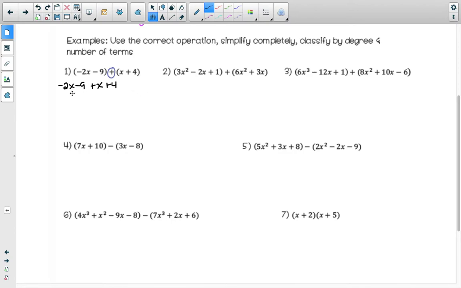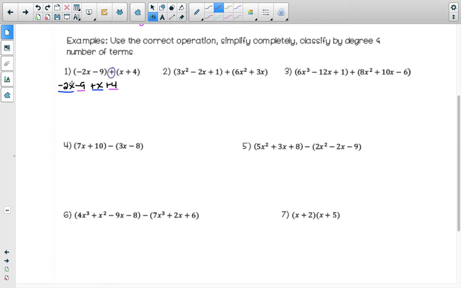Now I can determine which pieces are my like terms. I have the variable x with an exponent of 1, and I have a variable x with an exponent of 1. I can combine these two pieces together. I can also combine, I have a -9, which is just a constant, and I have a 4, which is just a constant. I can combine these two pieces together.